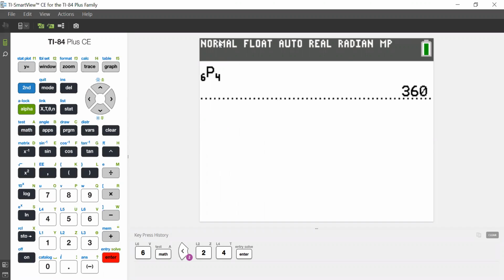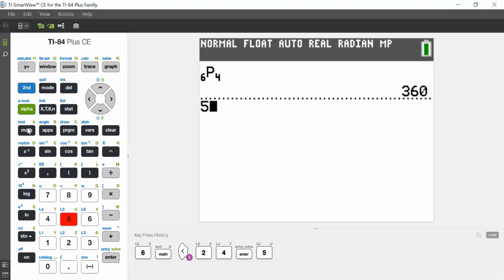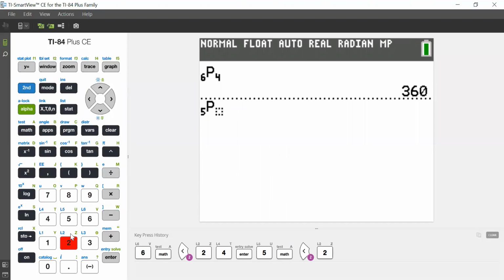So let me go back to the sheet. 6P4 equals 360. Just for kicks, let's prove that 5P2 is 20. Just want to show you on the calculator. Might as well. 5, math, nPr, 2. And hopefully I'm a good teacher. It's 20. Who knew? All right.